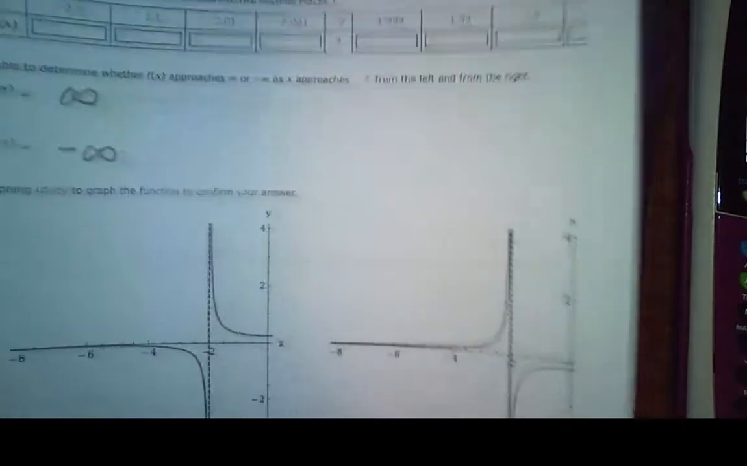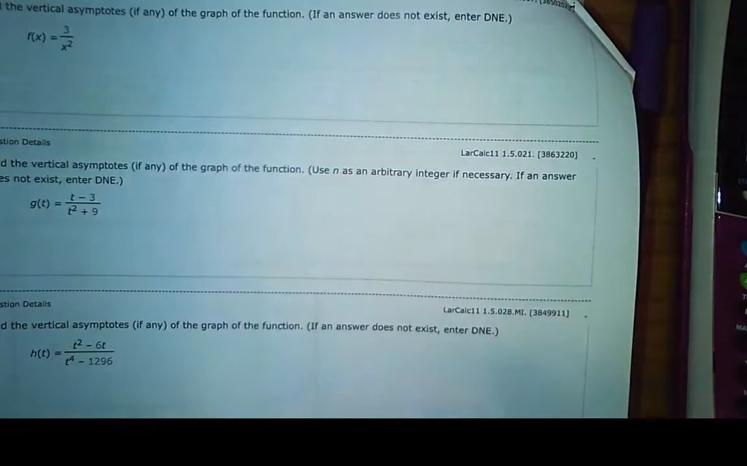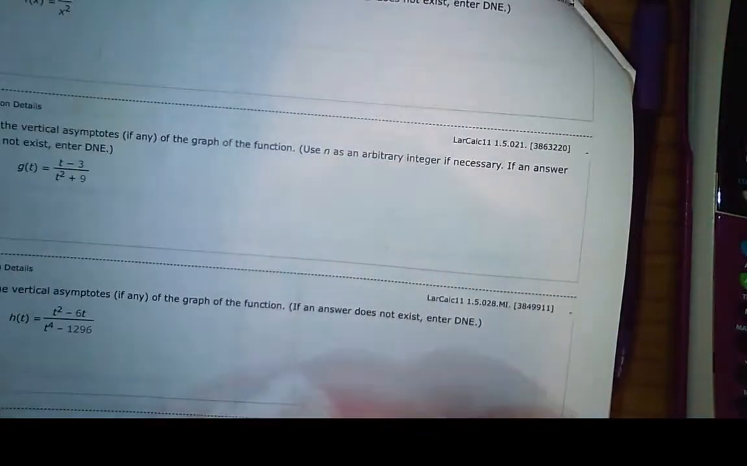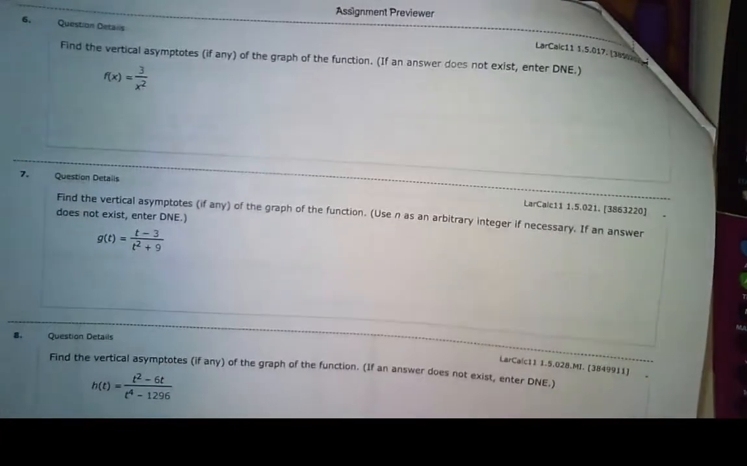Or you can actually hit graph and make the picture of it. All right, so a few more. We've got find the vertical asymptotes, if any. What you want to do is, first of all, make sure it's reduced completely.